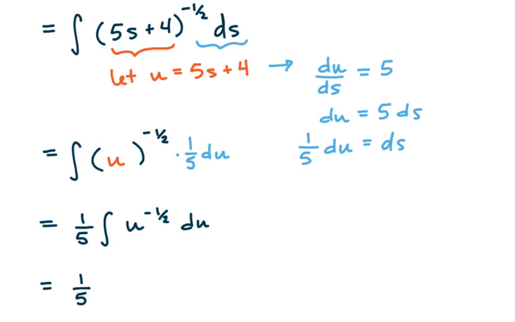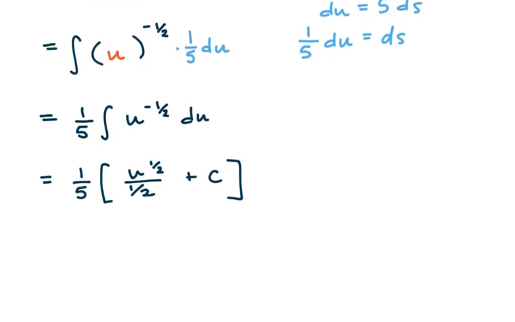The 1/5 stays in front. And I have u to the negative 1/2. So by power rule, that would be u to the positive 1/2 divided by 1/2 plus c. So simplifying this just a little bit, dividing by 1/2 is the same as multiplying by 2. I have 2/5 u to the 1/2 plus c.